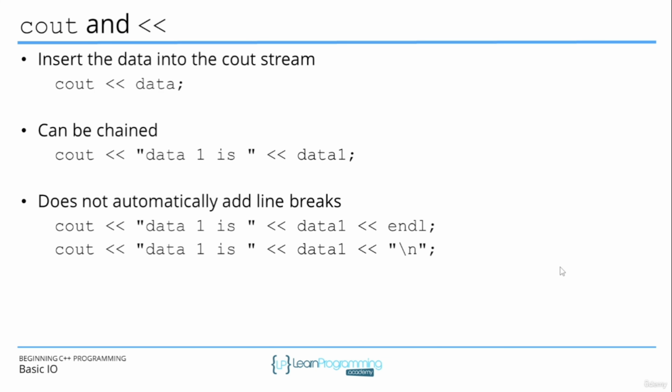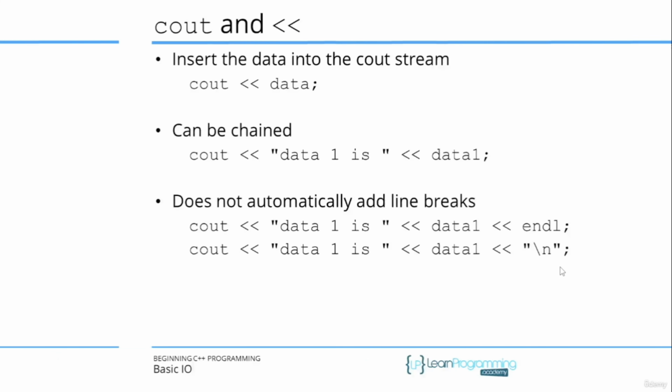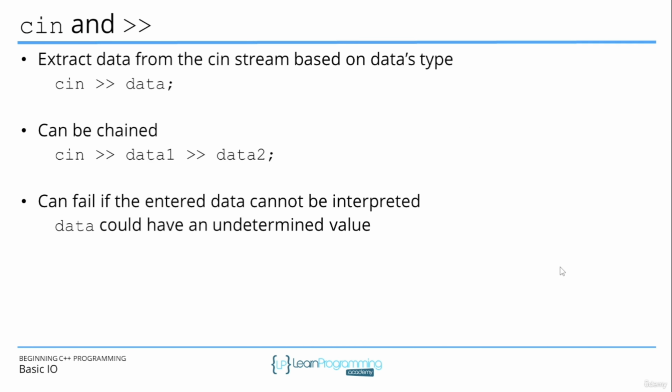Let's see how the extraction operator works with cin. The extraction operator extracts information from the cin input stream, which defaults to the keyboard, and stores the information into the variable to the right of the extraction operator. The way in which the information is interpreted is based on the type of the variable. So in this case, if data is an integer, then an integer representation will be read from the keyboard. If data is a double, then a real number will be read and stored. If data is a string, a sequence of characters will be read and stored.